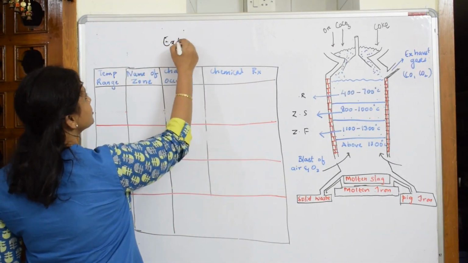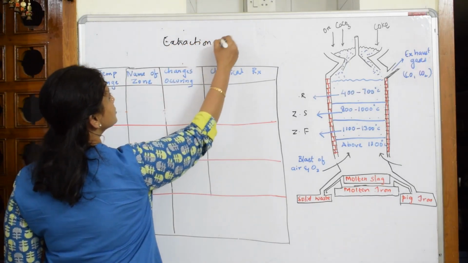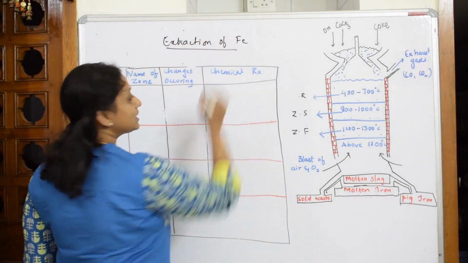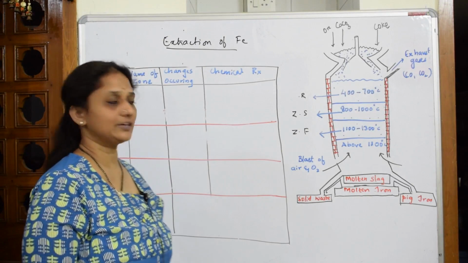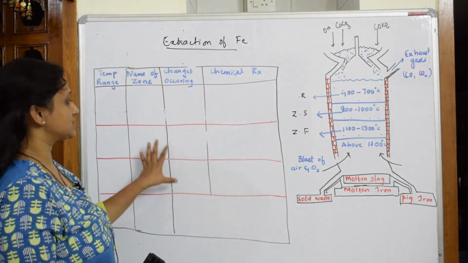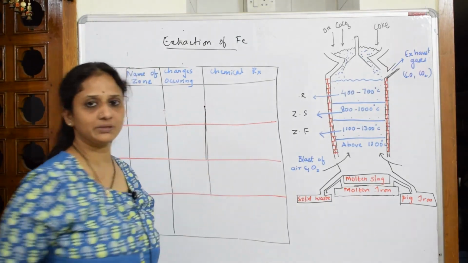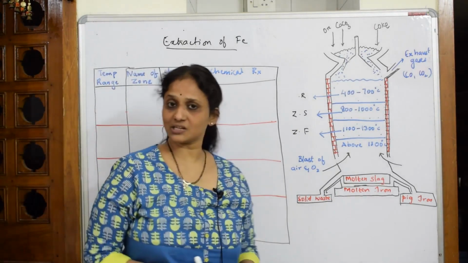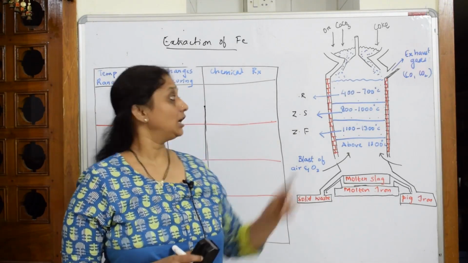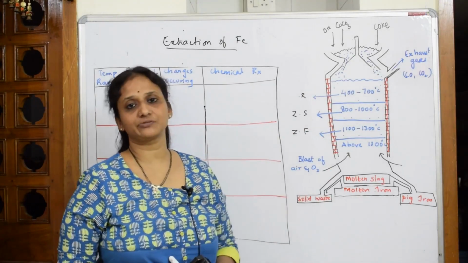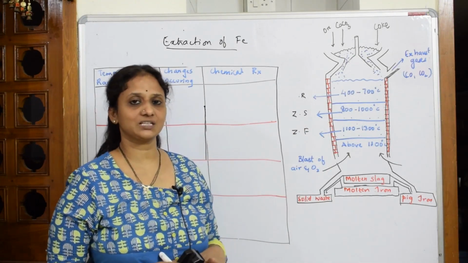So for that extraction of iron, directly the question is given: write the extraction method of iron. You are supposed to write the heading, the table and that diagram. Okay, diagram also not required, but you should remember the temperatures. Now basically the extraction of iron is done in a long cylindrical blast furnace. Yes, let us see the parts of the blast furnace first.